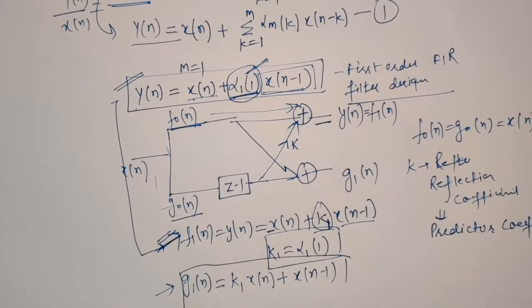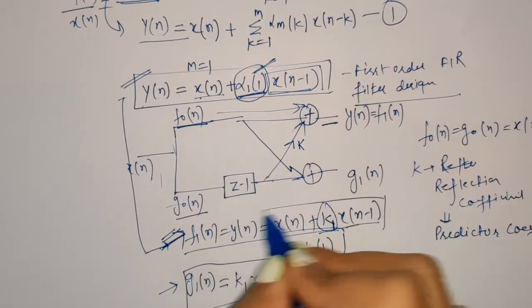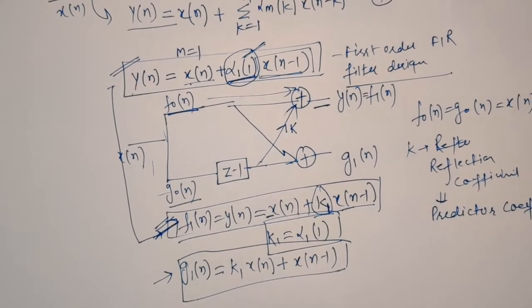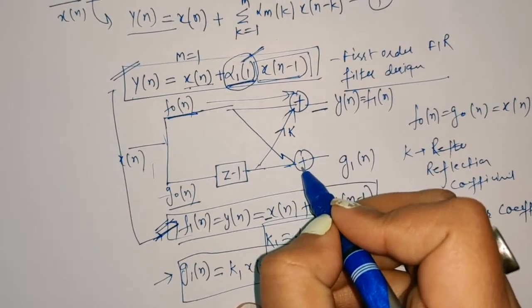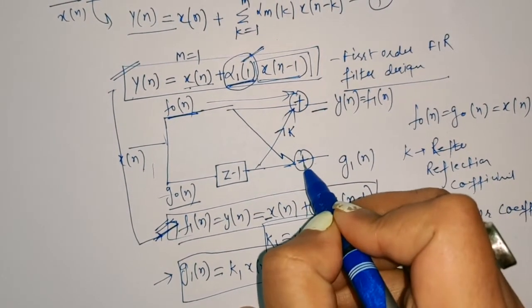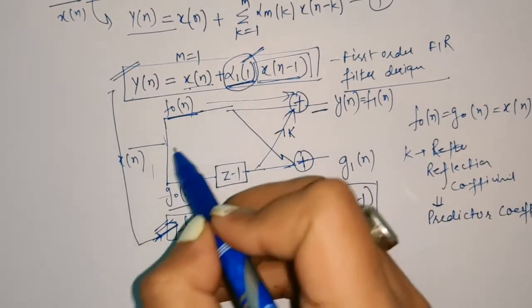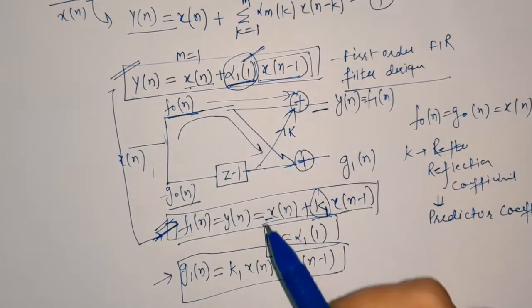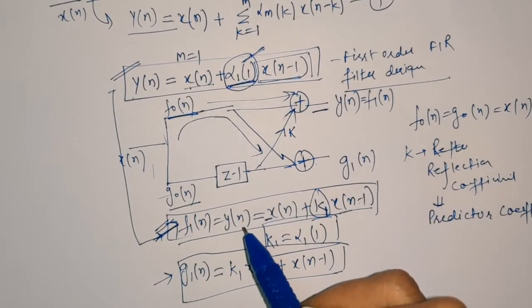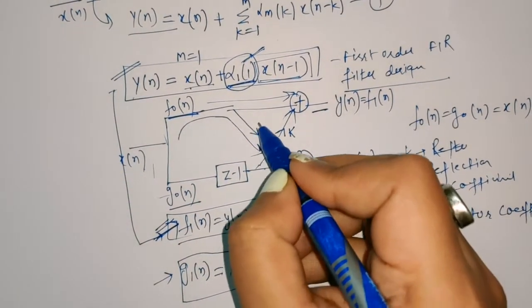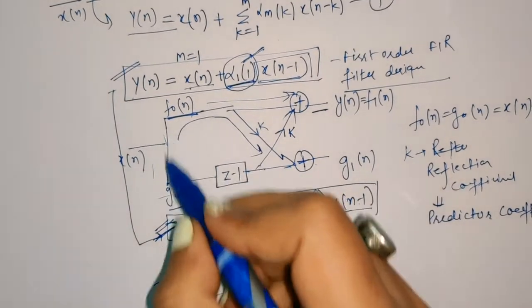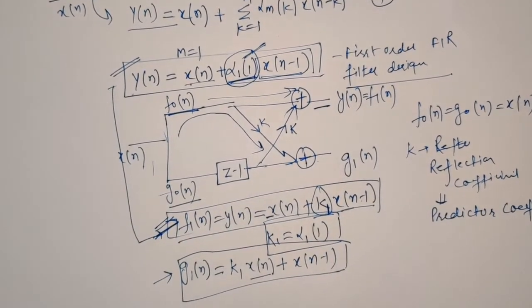So this would become your G1n. Okay, so this is a backward equation. From this structure also we can realize it. G1n, here one adder is there. So G1n, there are two components that are getting added up. One is this xn, but it is again getting multiplied by the coefficient k, and one is the delay, xn minus 1. Okay, we did.